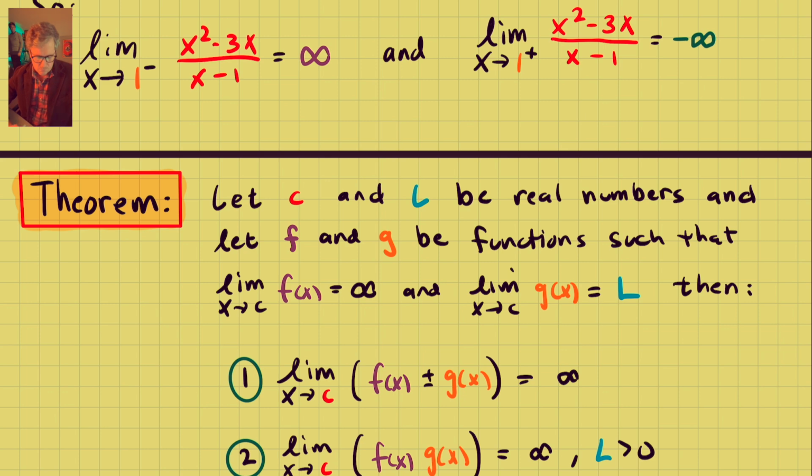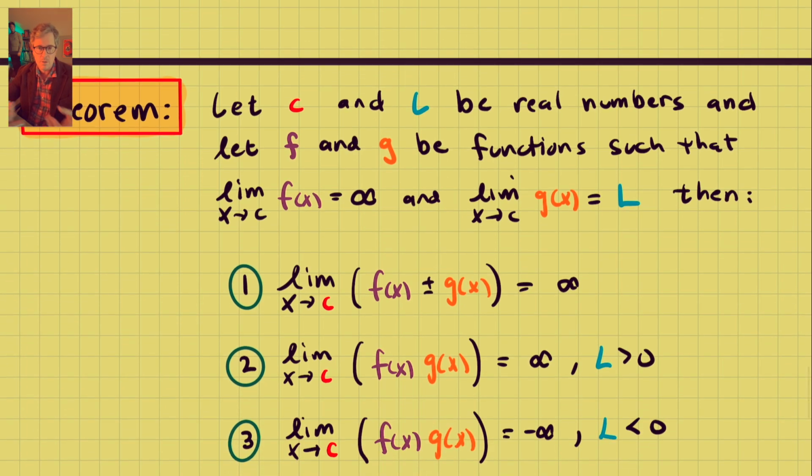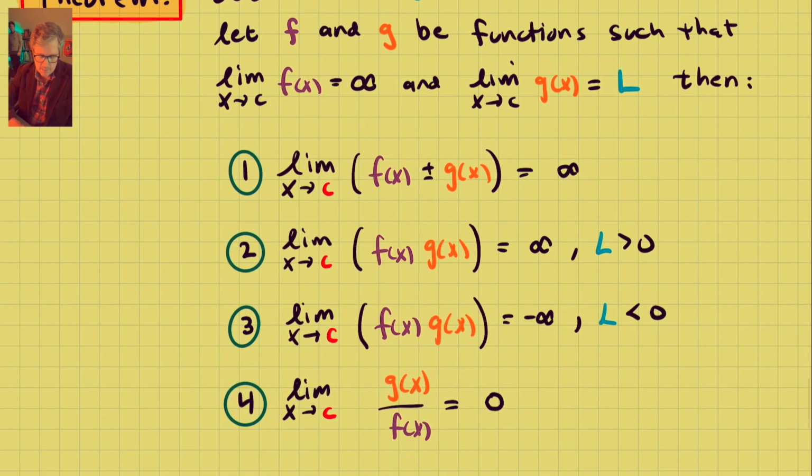Okay, so what this says is, let C and L be real numbers, and let f and g be functions. f has an infinite limit as x approaches c, and g has a finite limit as x approaches c. So I've got these two functions. One of them has an infinite limit, and the other has a finite limit. What happens if I add these two functions? What happens to the limit? What happens if I multiply or divide these functions? What happens to the limit? And so here it's nicely itemized for us.